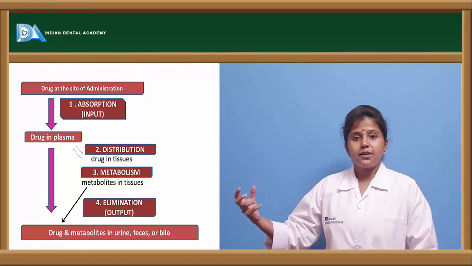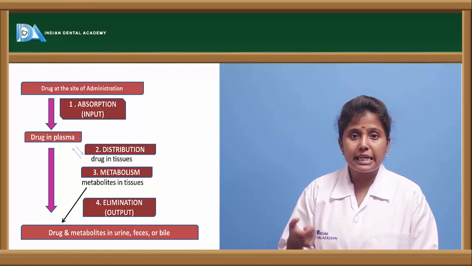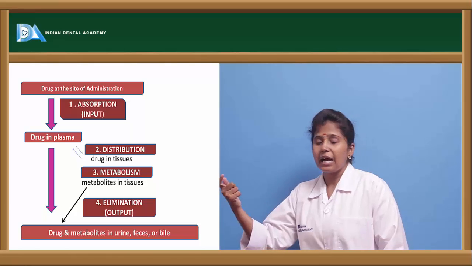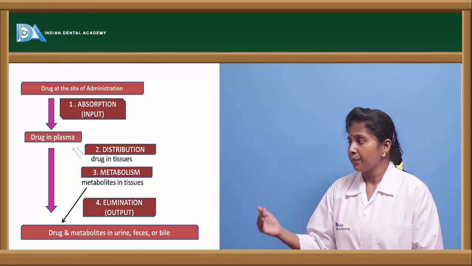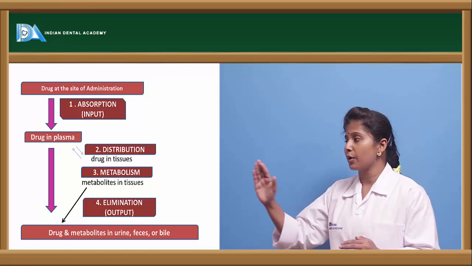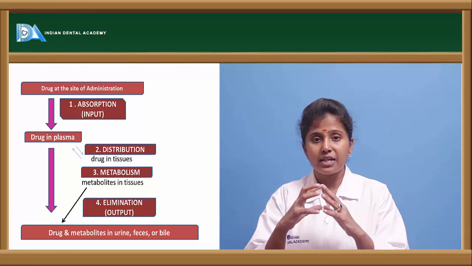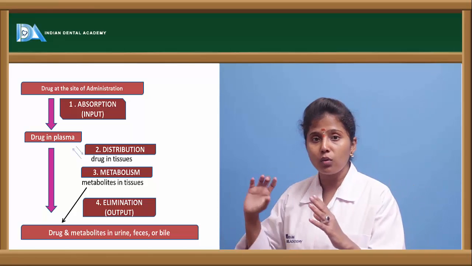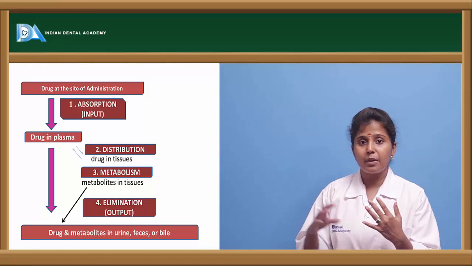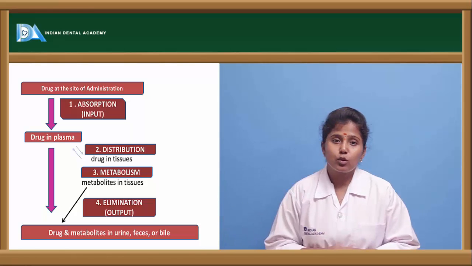So if we see here the flow chart, once the drug is administered, it is dissociating and the drug is getting absorbed into the body. Once the drug is absorbed, it enters into the plasma. And once the drug is entering into the plasma, it undergoes the process of distribution. So the drug which is there in the plasma is distributed all over the body, and then the distribution takes place into the cells or into the tissues, and then the drug is undergoing metabolism.